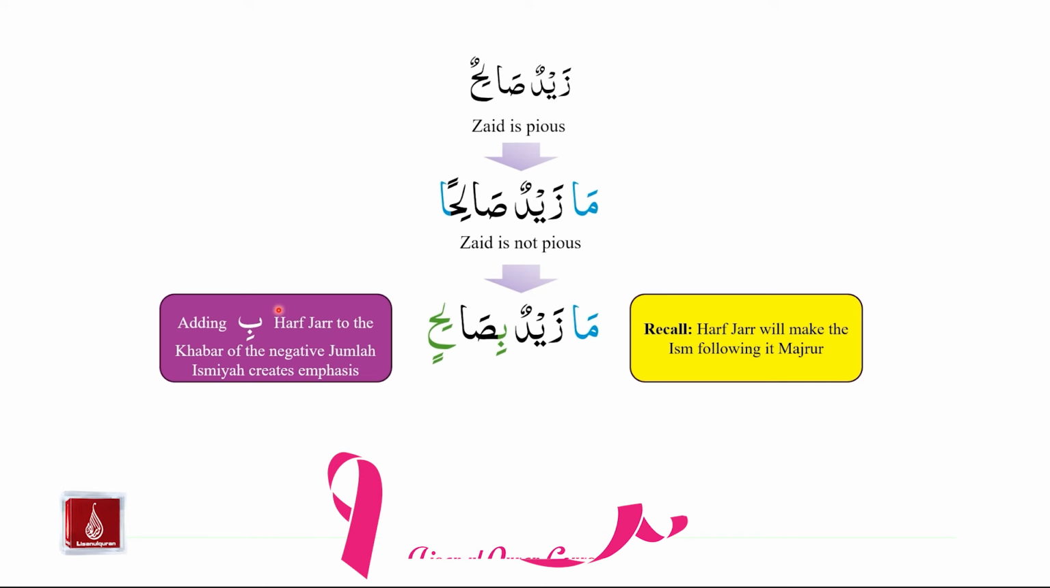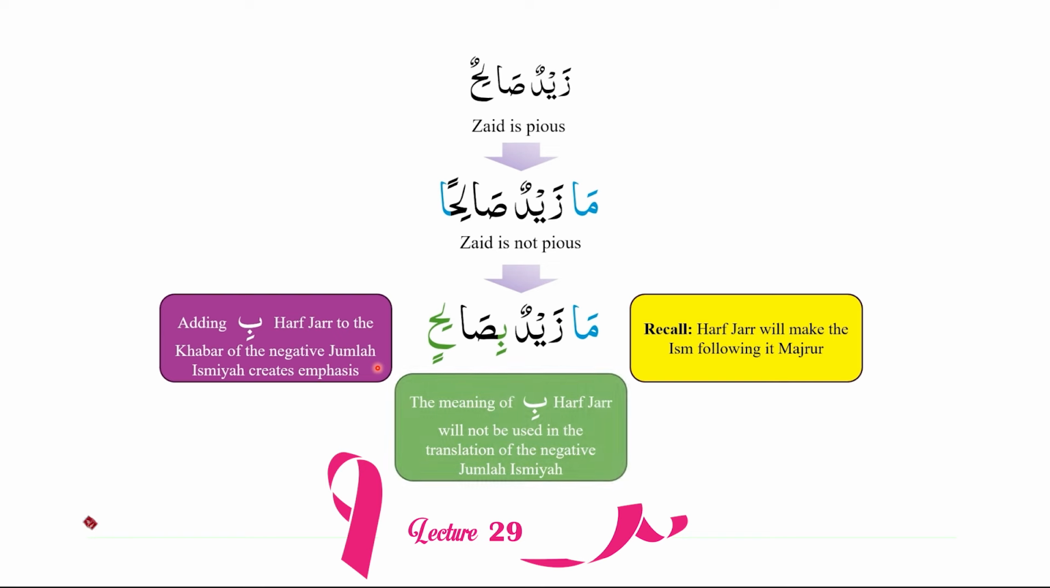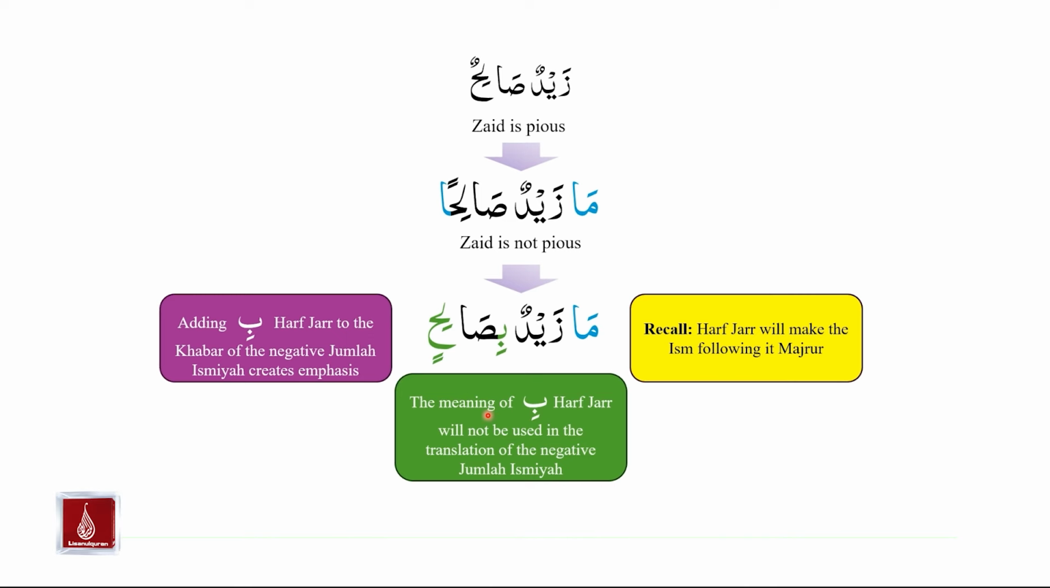Adding ba harf jar to the khabar of the negative jumla ismiya creates emphasis. Please also note that the meaning of ba harf jar will not be used in the translation of the negative jumla ismiya. We studied that the meaning of ba harf jar is typically "with," but we will not be including that meaning in the overall translation of this jumla ismiya.